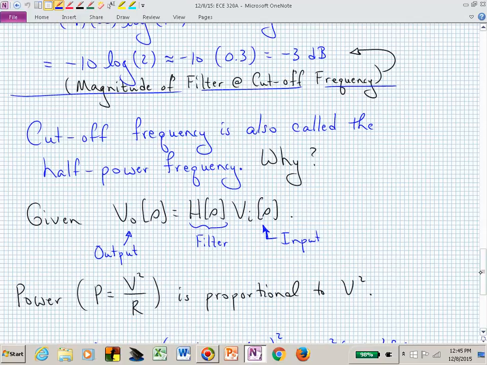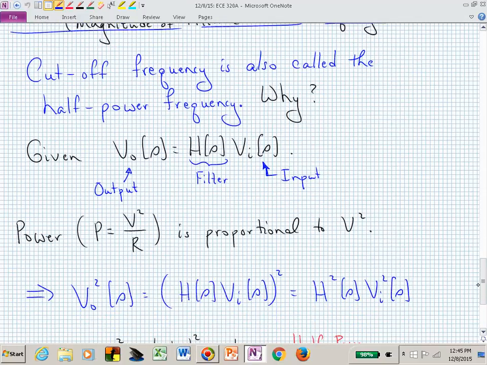The cutoff frequency is also called the half power frequency, and then we put on our 2-year-old hat and we say why. Where is this half power frequency coming from? And that's what I'm trying to demonstrate here. The transfer function or filter is what processes the input waveform, and that's what's described in V naught is equal to H V sub I. That's how we find the output. And we know what H of S is. That's 1 over S plus 1.